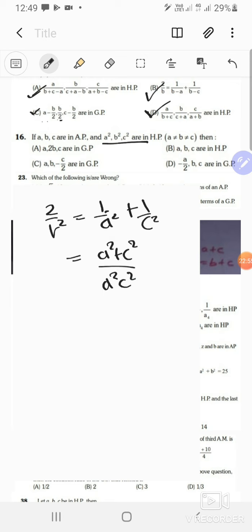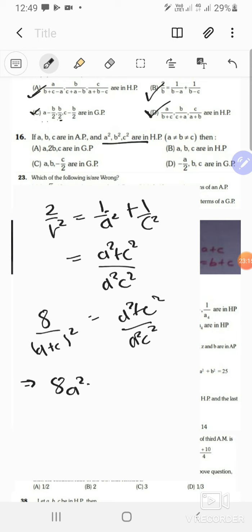Okay, but here's the deal, I can write a squared plus c squared as, okay, instead of doing that, let's just write b as a plus c upon 2. So that will give me 8 upon a plus c whole squared is equal to a squared plus c squared upon a squared c squared, whatever. Okay, so that gives me 8 a squared c squared. Okay, I can either do that, or okay, that might be a nice thing to do though.